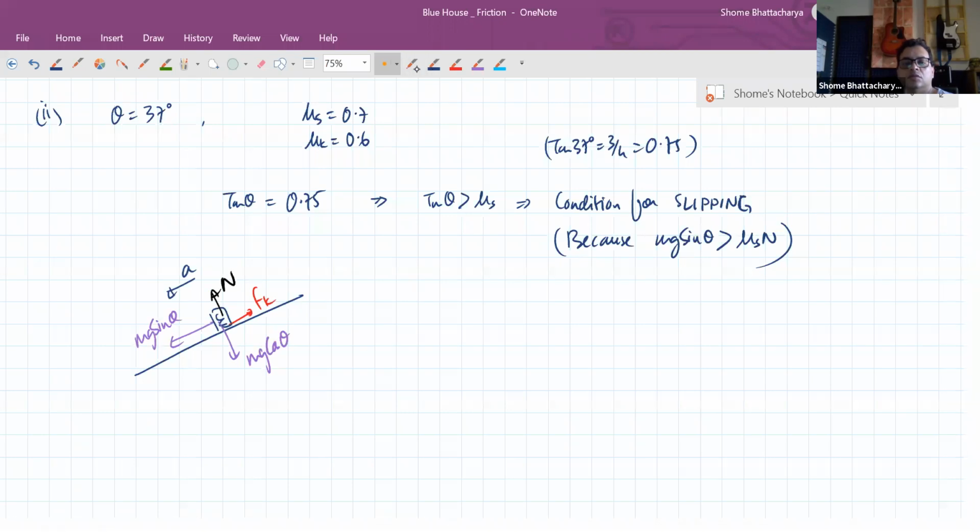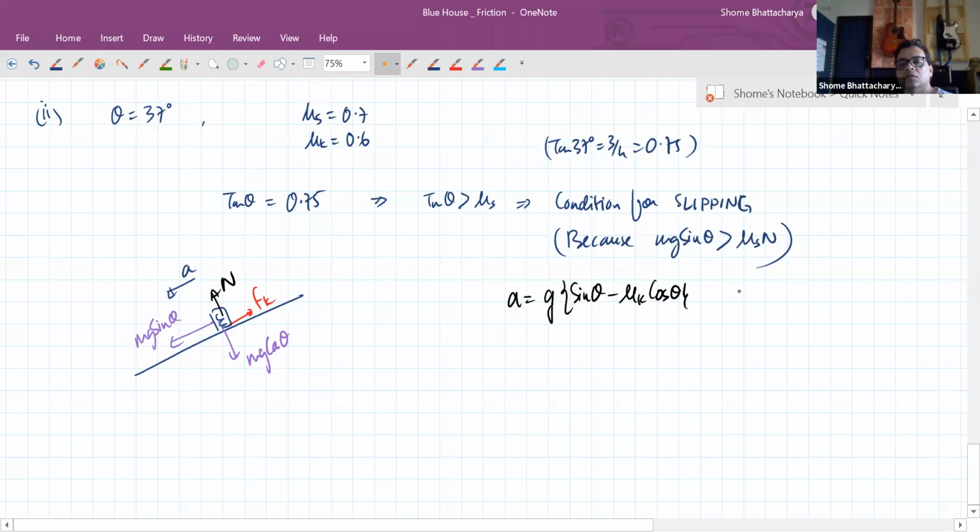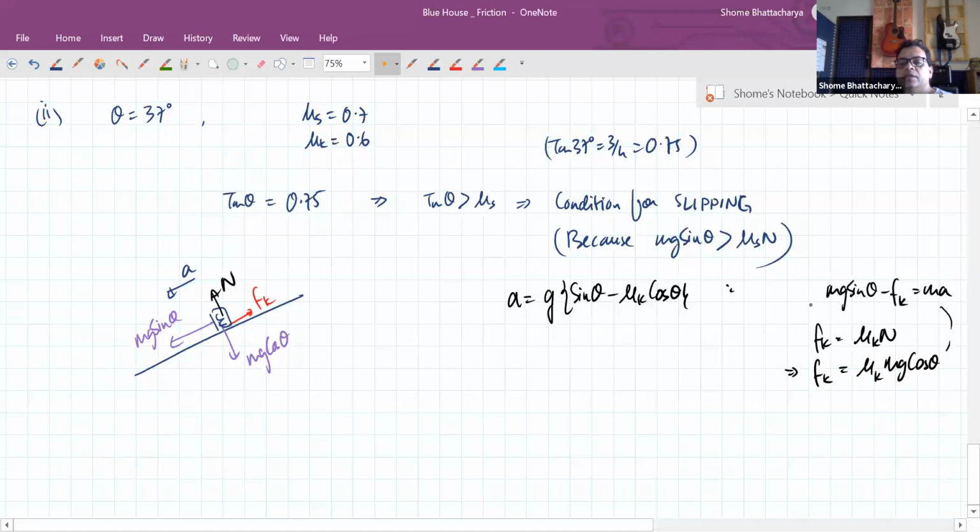So the acceleration will directly be g into sin theta minus mu_k cos theta. So where do we get this from? We get this from the fact that mg sin theta minus kinetic friction is the net force along the inclined plane, and kinetic friction will be equal to mu_k into normal reaction, that is mu_k into mg cos theta. Substitute that, and from that you get this.